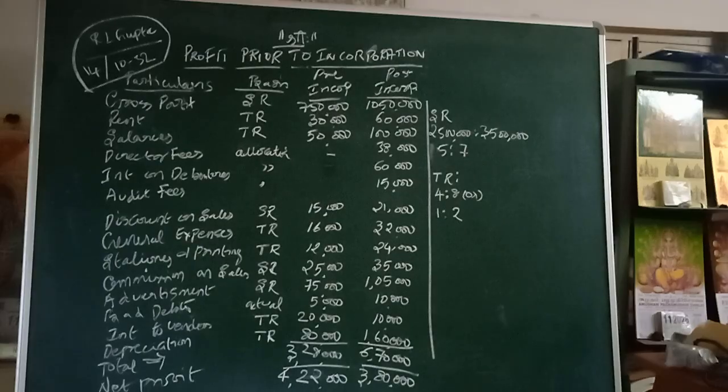Director fees are straight away allocated to the post-incorporation period. Why? Because the position of director comes into the picture only if it is a company, and the organization attains the position of a company only if it is registered, that is incorporated as per the provisions of the Companies Act. So it is taken for the post-incorporation period. Interest on debentures, only a company can issue debentures, so that is also for the post-incorporation period.